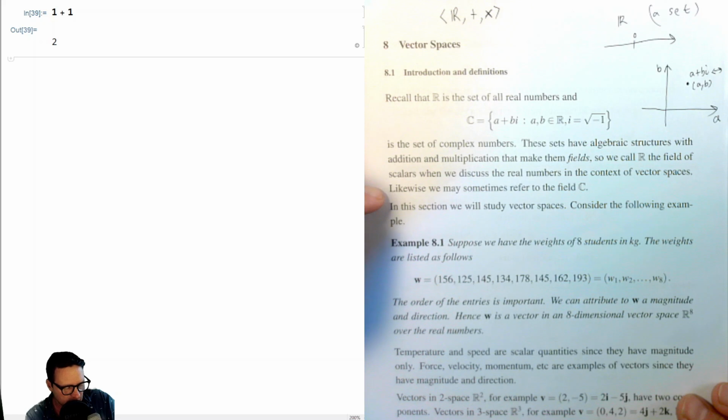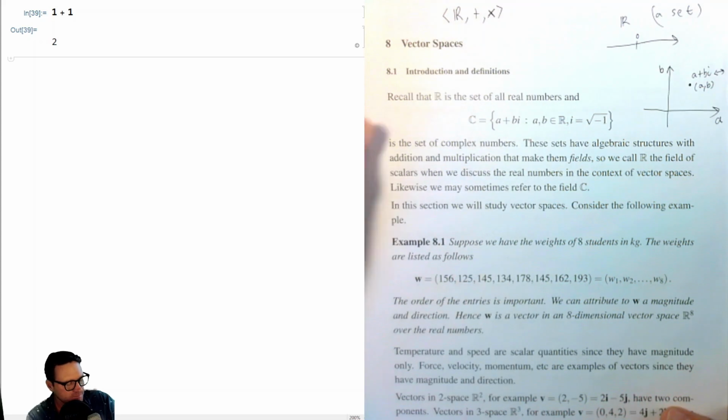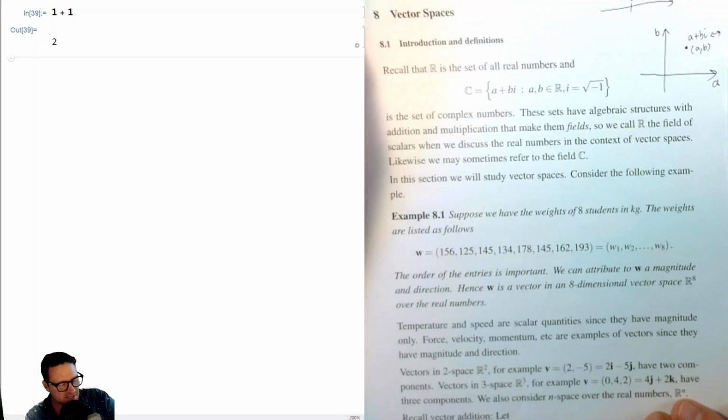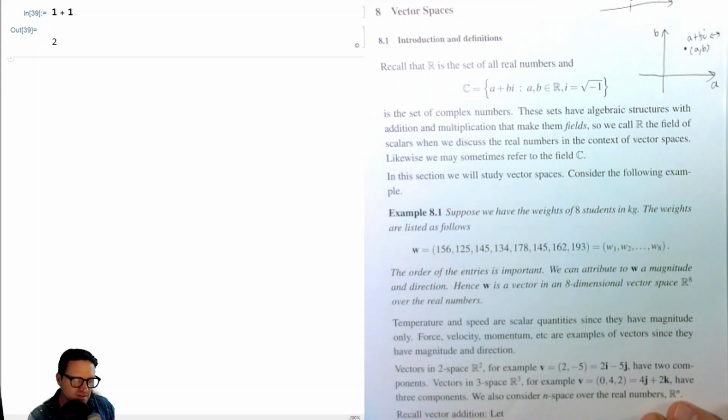So likewise, we sometimes refer to the field of complex numbers because again, it has nice properties of addition and multiplication. Okay, so we're going to study vector spaces in this chapter. So consider the following example. And so at first, we'll just look at this from an elementary point of view.